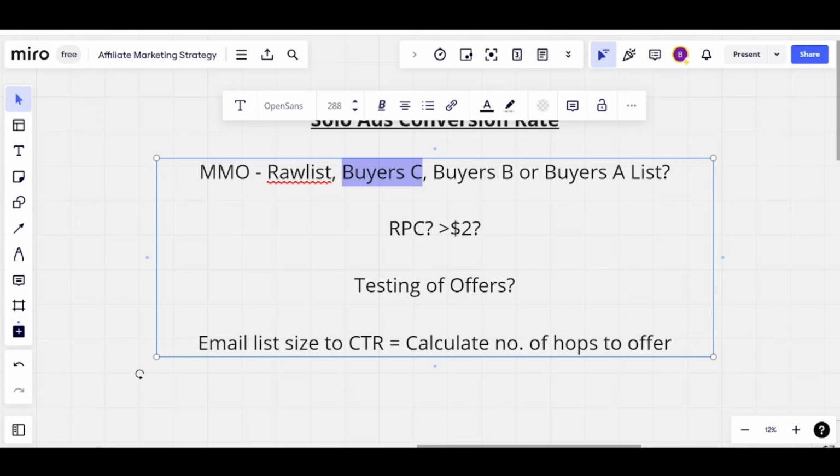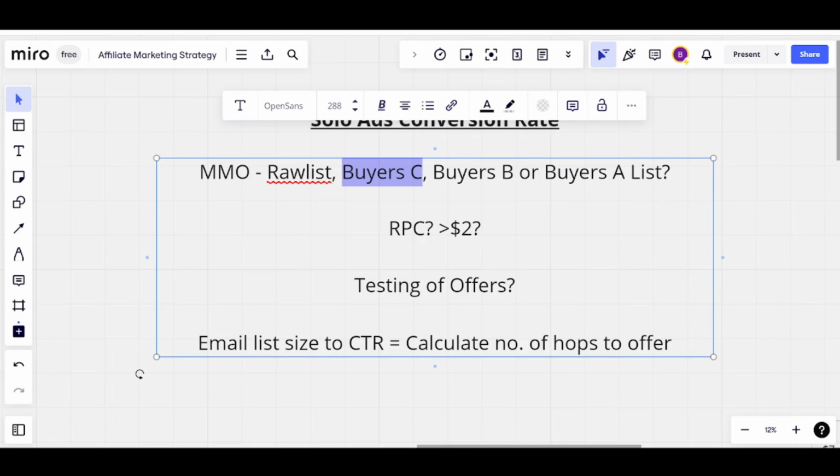However, if you're talking about buyers list C, again, it depends on whether you are promoting them back to low ticket offers or to mid ticket offers. When you're promoting buyers list C to low ticket offers, your conversion rate can be as high as 15 to 20%. Again, it depends on the quantity of buyers list C that you have.